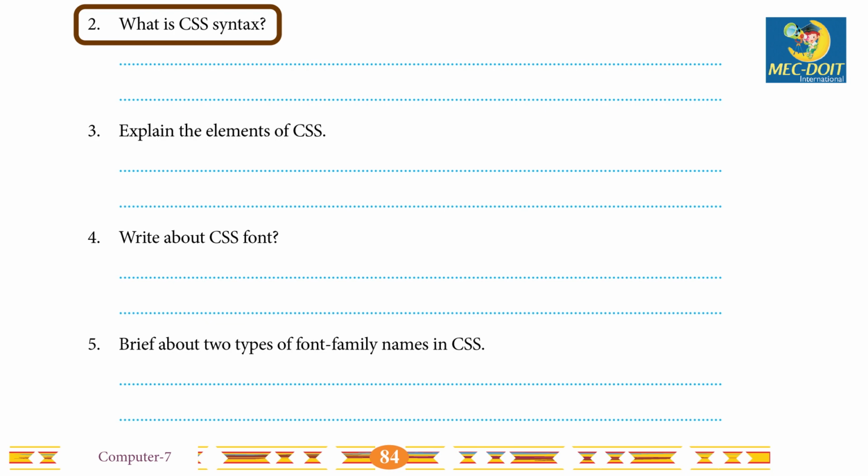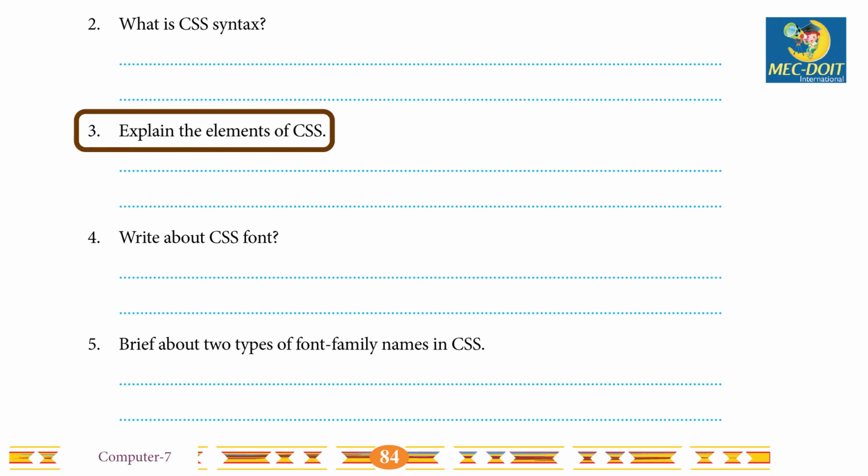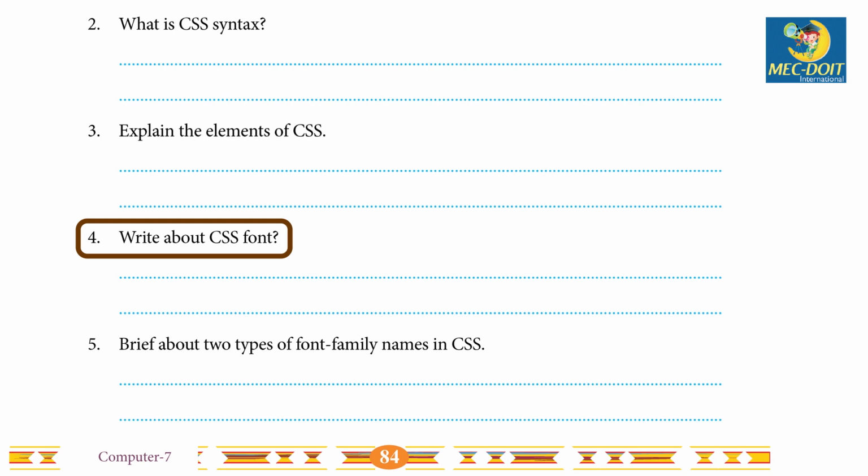The syntax is a set of guidelines used when writing code in a certain language. Example: h1 {color: yellow; font-size: 11px;}. 3. Explain the elements of CSS. Answer: a CSS code consists of 3 important elements: selector, property, and value. With the help of CSS font, the text font style can be altered.